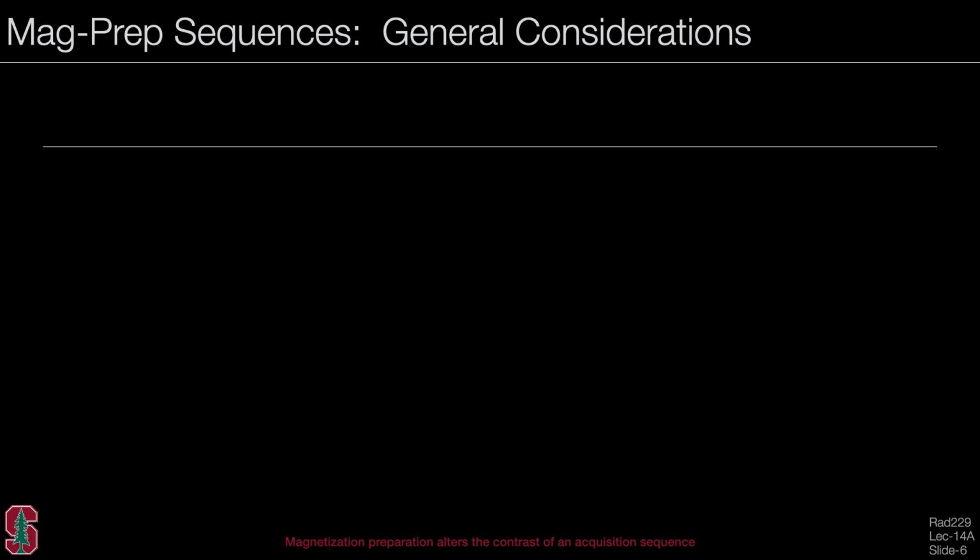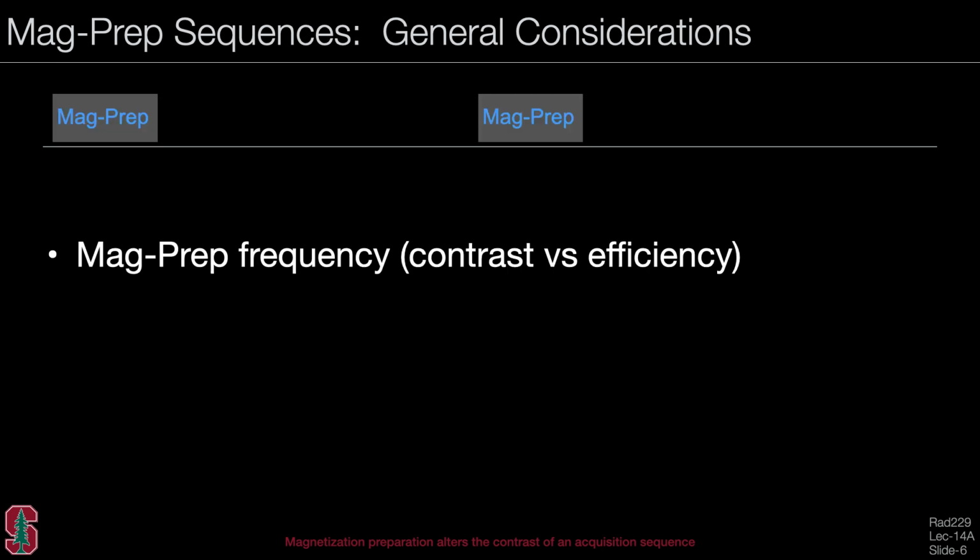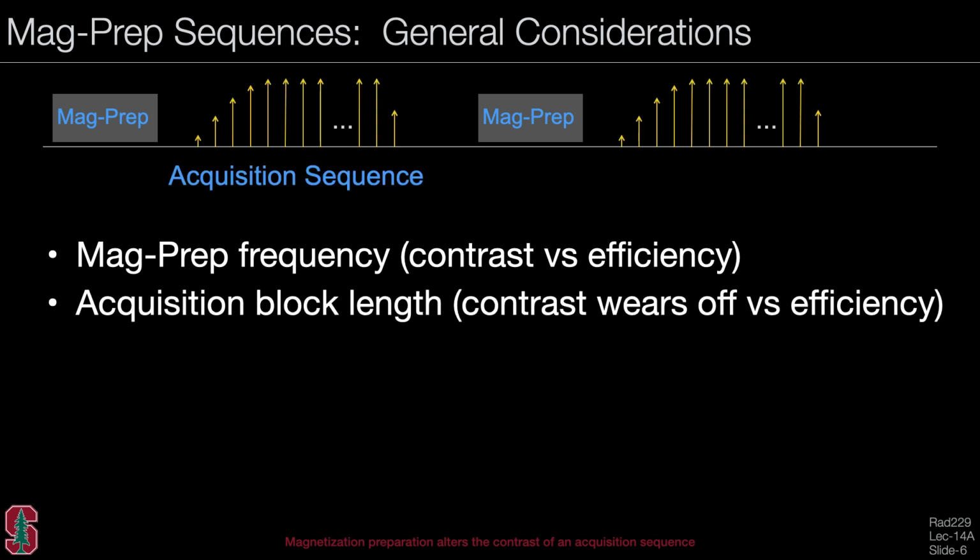Let's look at some general considerations for magnetization prepared sequences. We have to think about the frequency with which we play the magnetization preparation, and this is a trade-off between contrast and efficiency. Similarly, we think about the acquisition block length, because the contrast can wear off over time, but fewer blocks will improve the efficiency of the sequence.